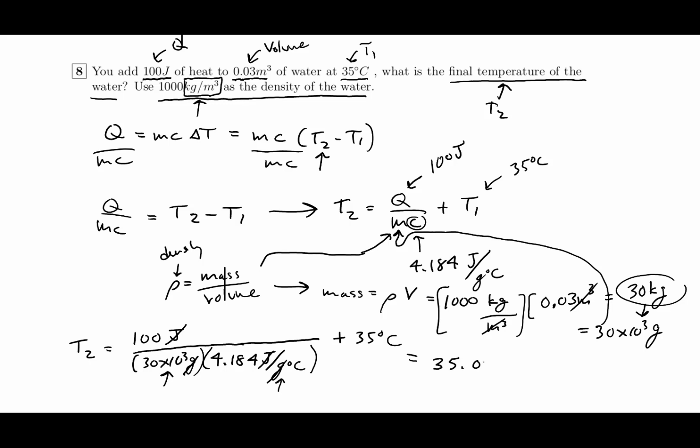This works out to 35.0008 degrees Celsius, which we would round off to 35 degrees Celsius. So basically this is a pretty large volume of water, and so we didn't add enough heat to increase the temperature by probably a measurable amount. So that's all that means. You might have noticed originally this problem had 0.301 meters cubed, and you would end up with about the same thing if you go through and calculate the mass with that volume. You would end up with about 35 degrees Celsius.